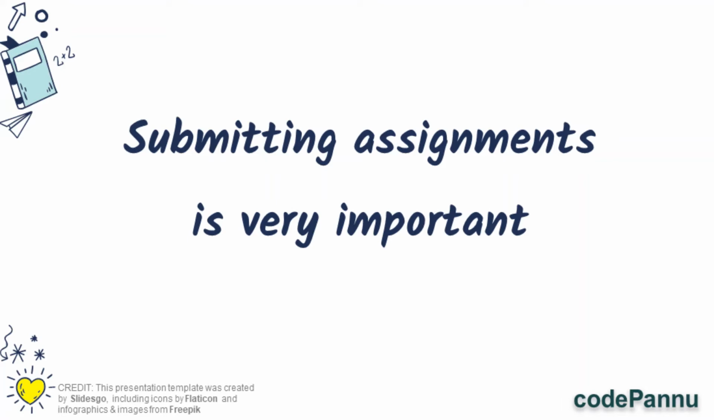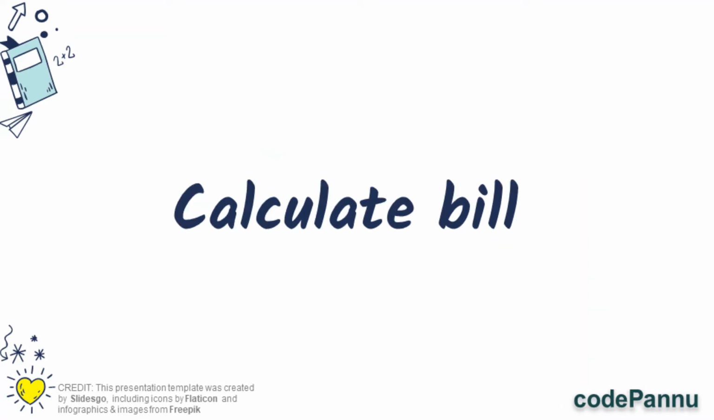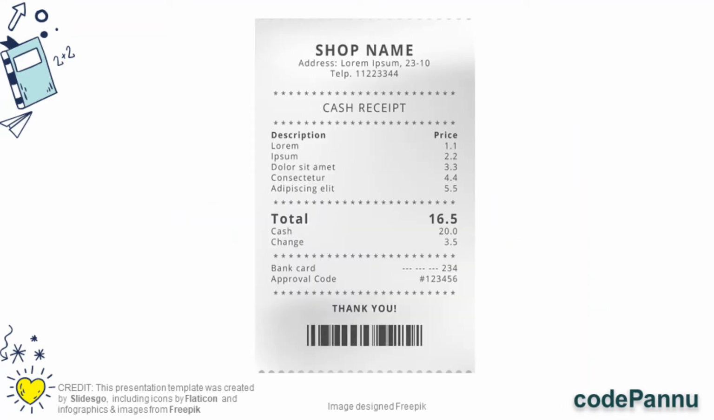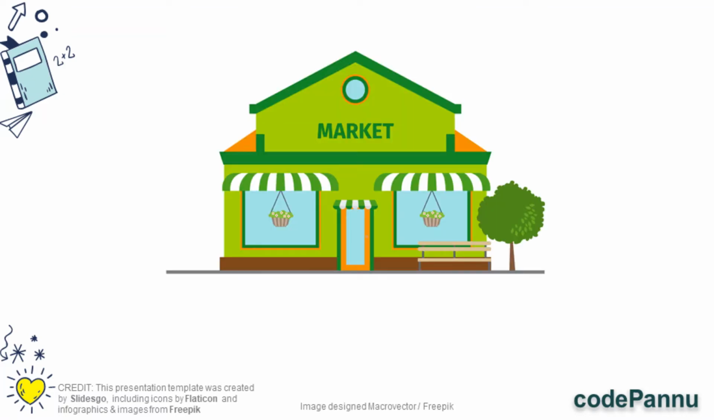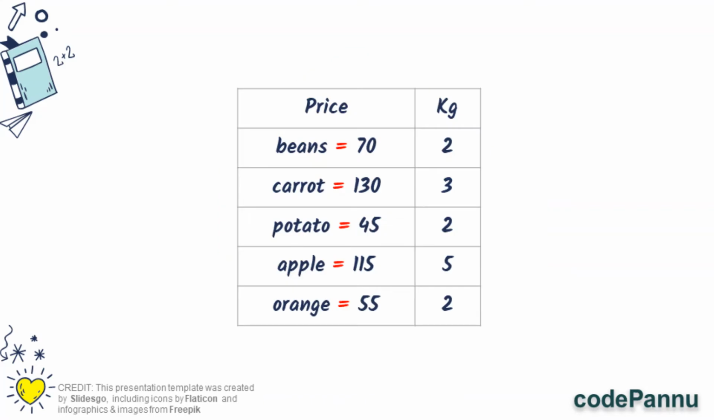For this assignment, we are going to calculate the bill for our shopping. Have you seen a bill which you get in shops when you buy things? So we are going to calculate a similar bill. Imagine we are going to a vegetable shop and we are buying some fruits and vegetables. Now we are going to calculate the cost of each vegetable and fruit we bought, and then we are going to calculate the total by adding all those values. Let me show you that.